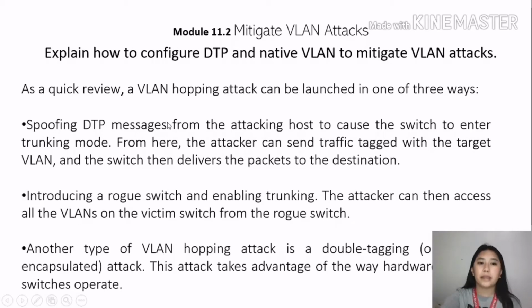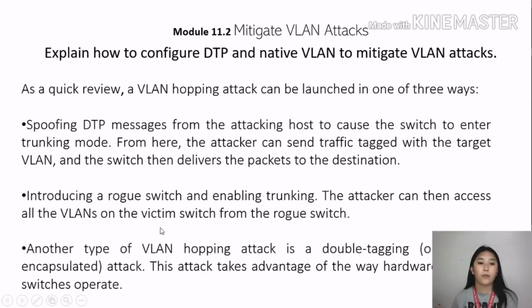Spoofing DTP messages from the attacking host to cause the switch to enter trunking mode. From here, the attacker can send traffic tagged with the target VLAN, and the switch then delivers the packets to the destination. By introducing a rogue switch and enabling trunking, the attacker can access all the VLANs on the victim switch from the rogue switch.